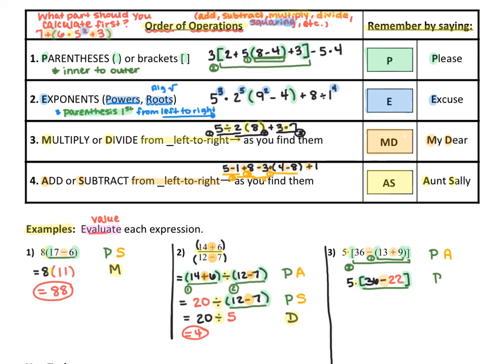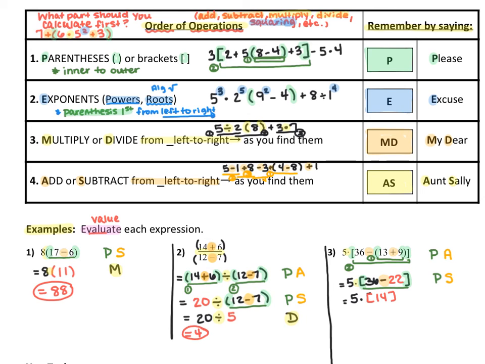So within those parentheses, we see subtraction. So now we have to perform 36 minus 22. 36 minus 22 would give us 14. So we're going to rewrite this expression and replace 36 minus 22 with 14. So we're dropping down everything else that we didn't operate on. And within our parentheses, we'll have 14. So now we have 5 times 14.